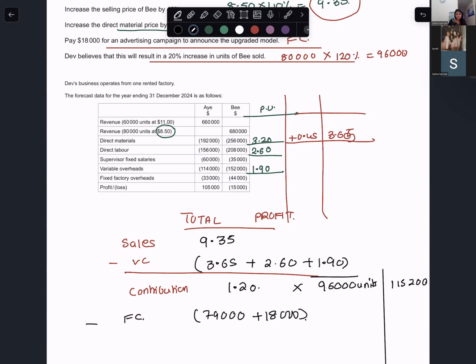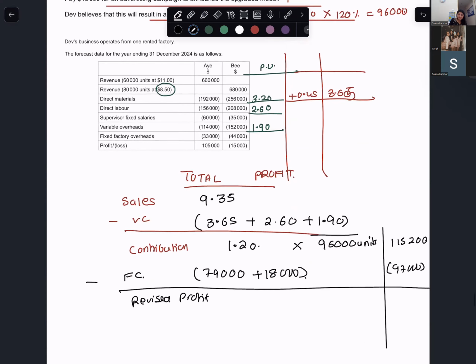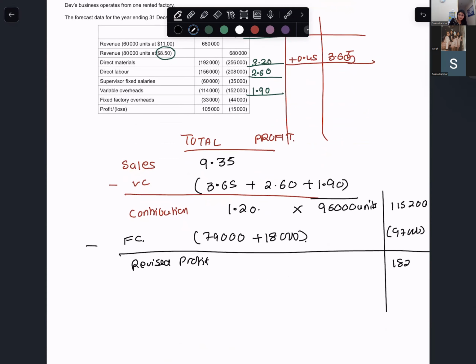Profit is 18,200. I'm asking fixed cost, you're telling me profit. Oh, I thought you said minus it. So this is 97,000. So revised profit will be 18,200.